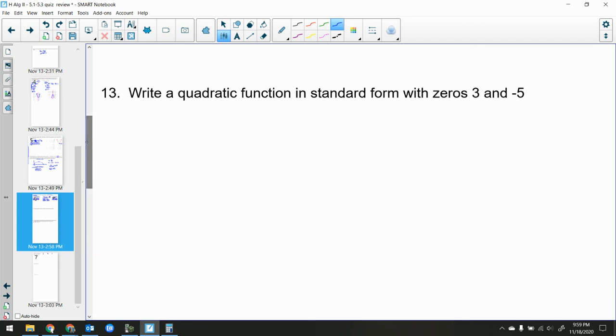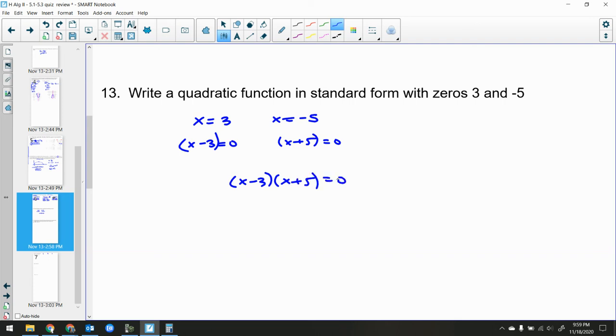Let's try this one. Write a quadratic function in standard form with these two zeros. So remember, that means this is kind of like a work backward problem. I've got x equals 3 and x equals negative 5. So my two factors are x minus 3 and x plus 5. I got my parentheses going here already. So that means that I have an x minus 3 and an x plus 5 as my two factors.